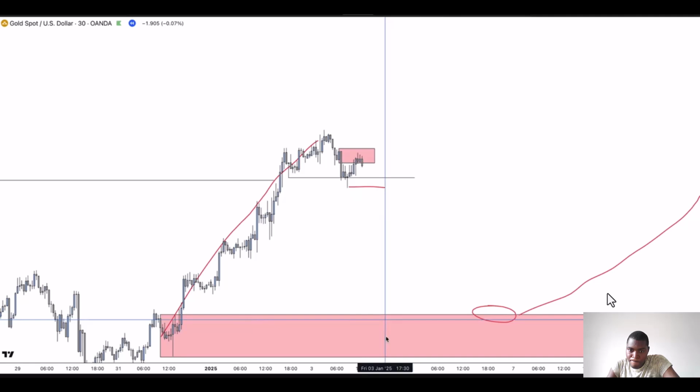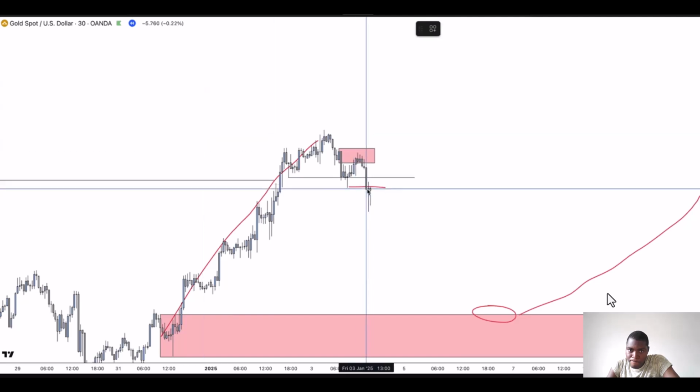Okay, so there's a couple ways we could approach this. Number one, we saw a closure under this level, so you could realistically enter there.